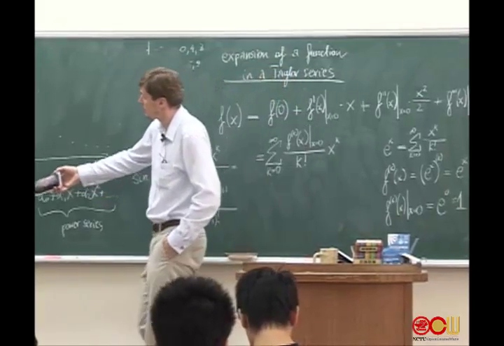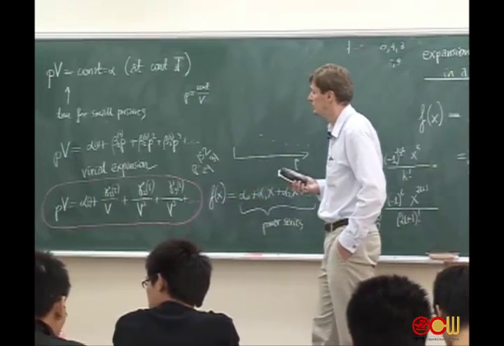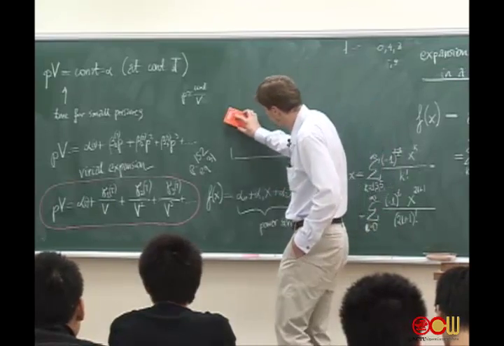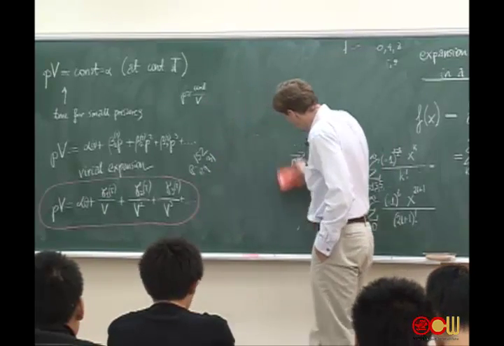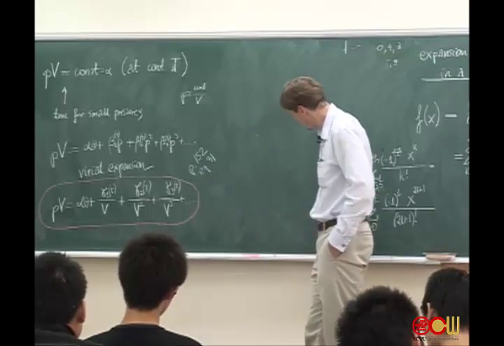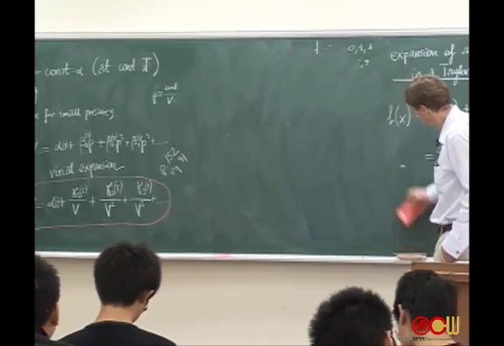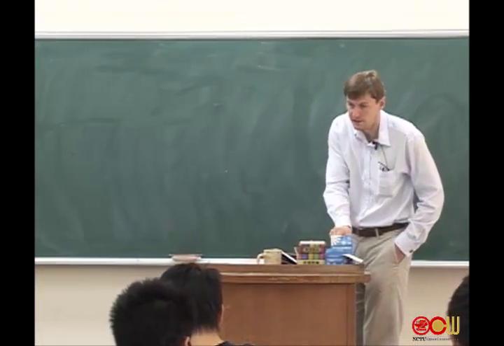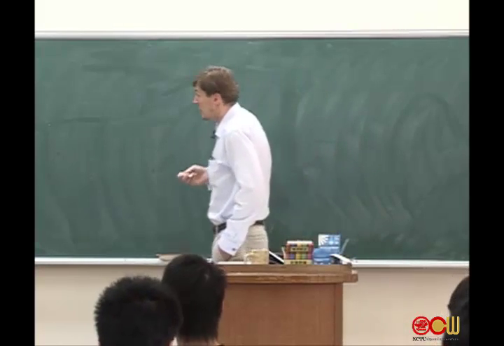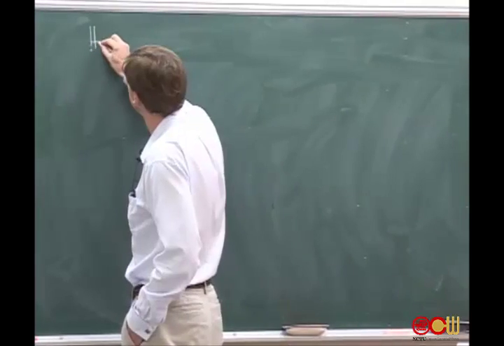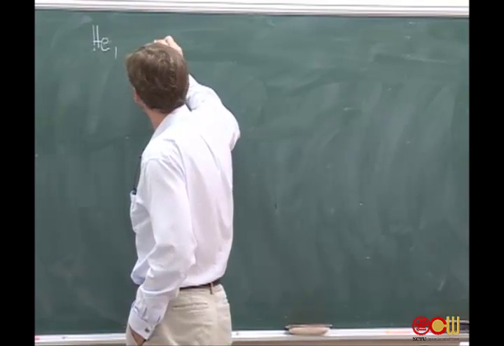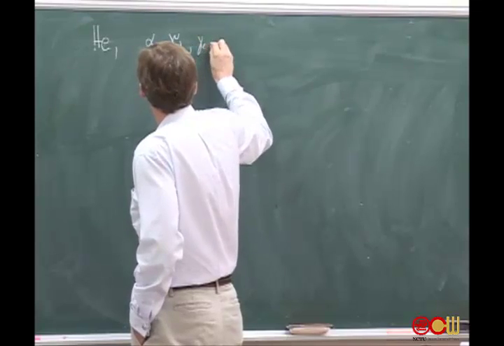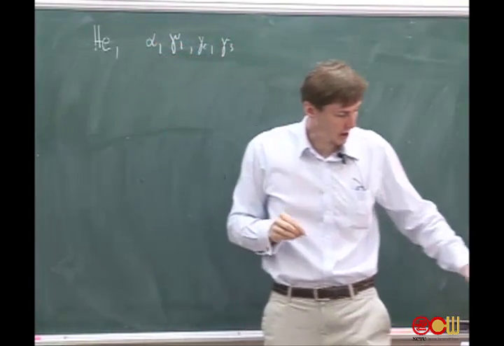Now let us discuss for a moment these coefficients. Then you will see that writing dots here makes sense. You can read about this Taylor series in any textbook on mathematics. Good. We have helium. And let us say what are the alpha, gamma 1, gamma 2, maybe gamma 3. I don't remember how much I have with me.